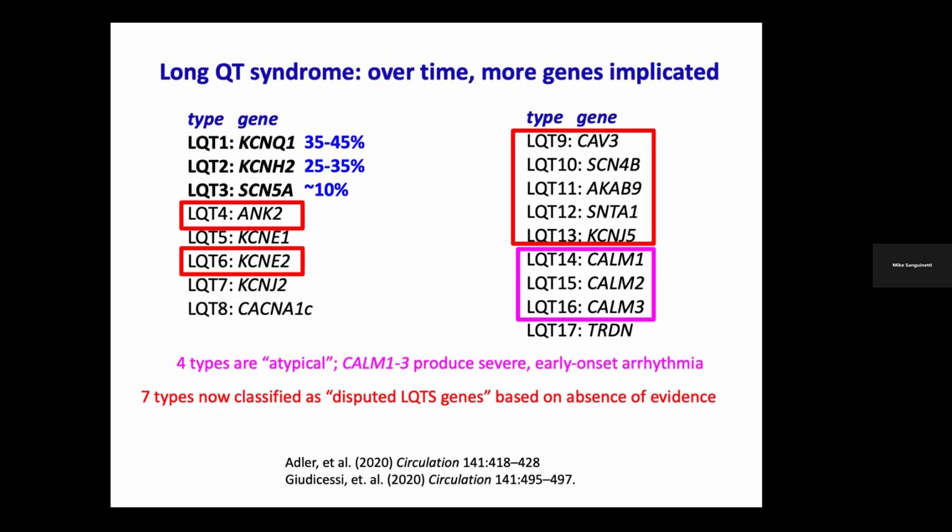Oh, and then in terms of which are the most important, 70 to 90% of long QT mutations are in one of these 3 with that breakdown. So these are by far, in a way, the most common causes of long QT.